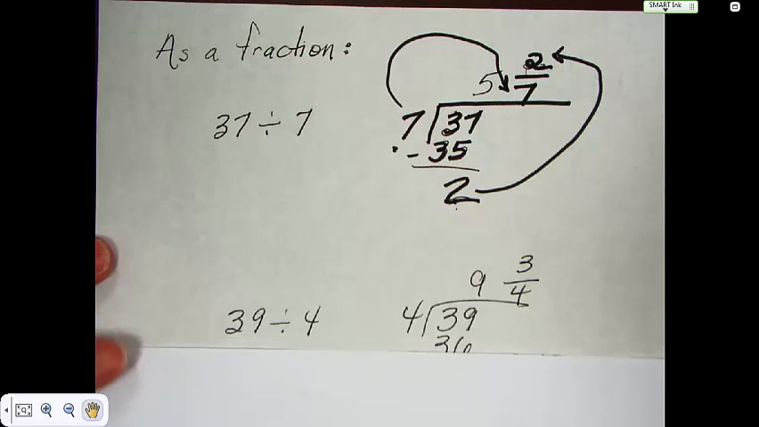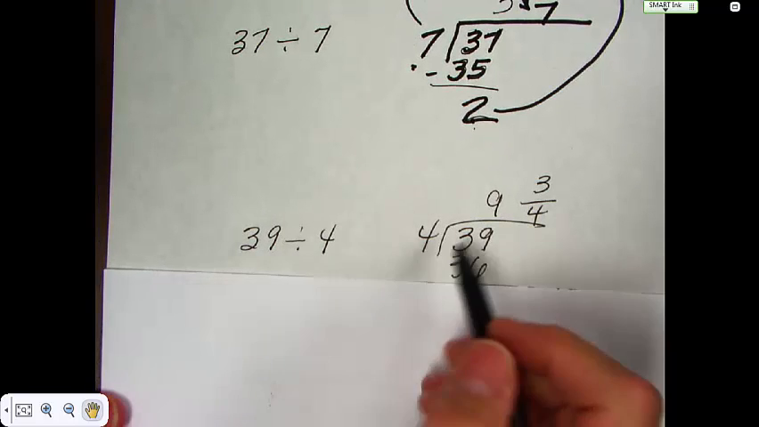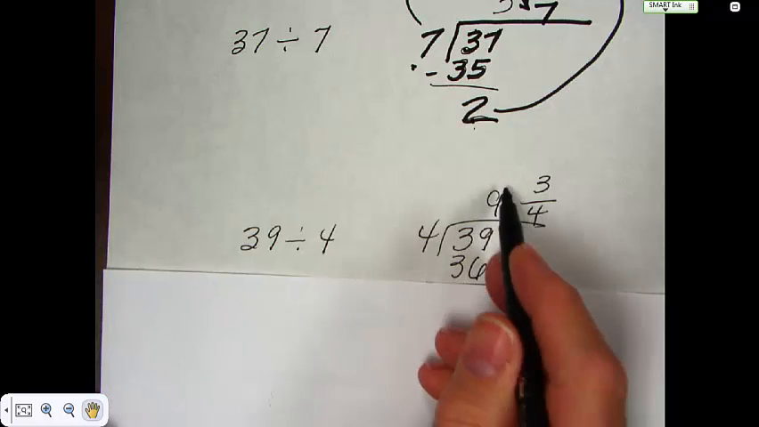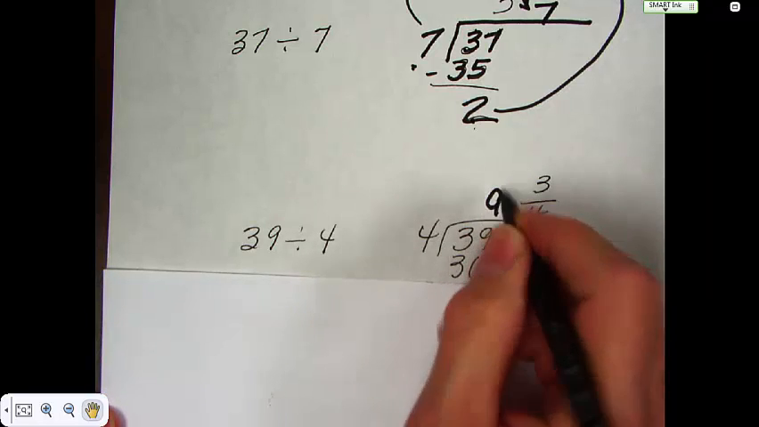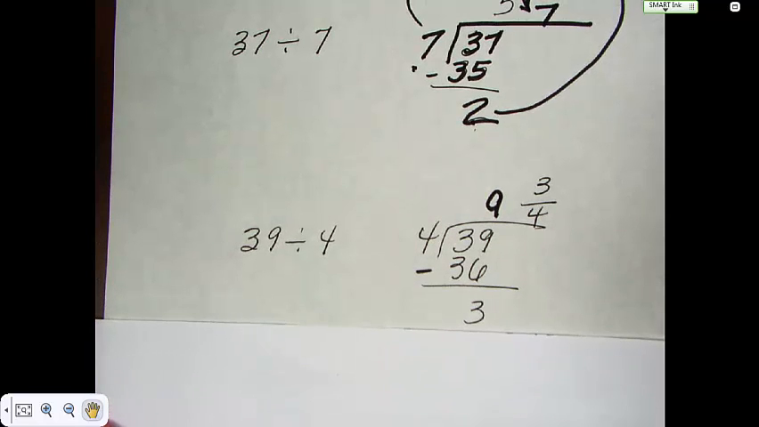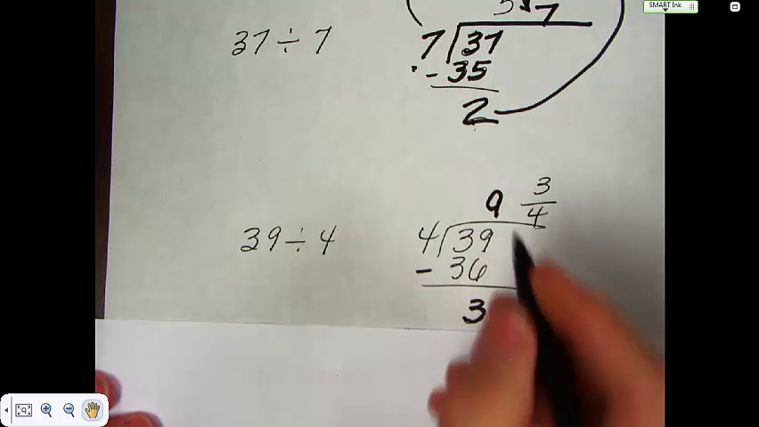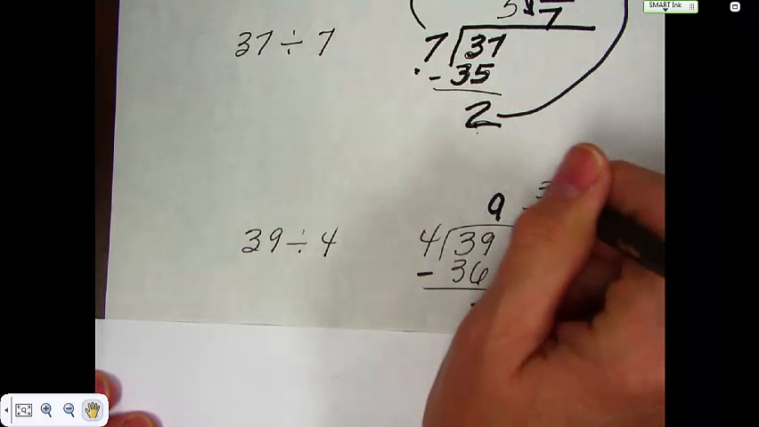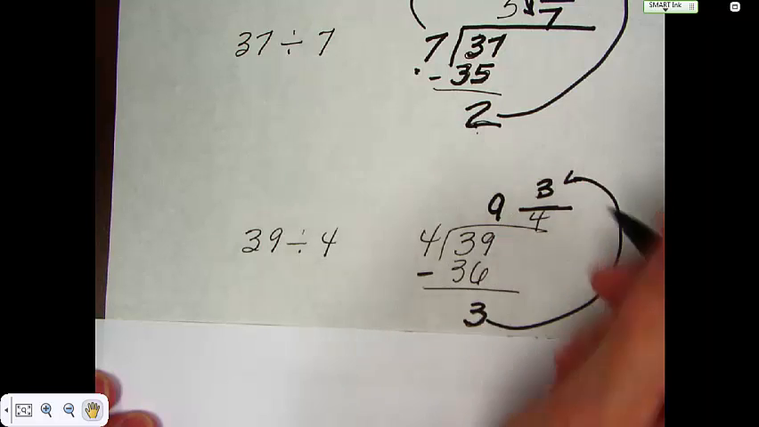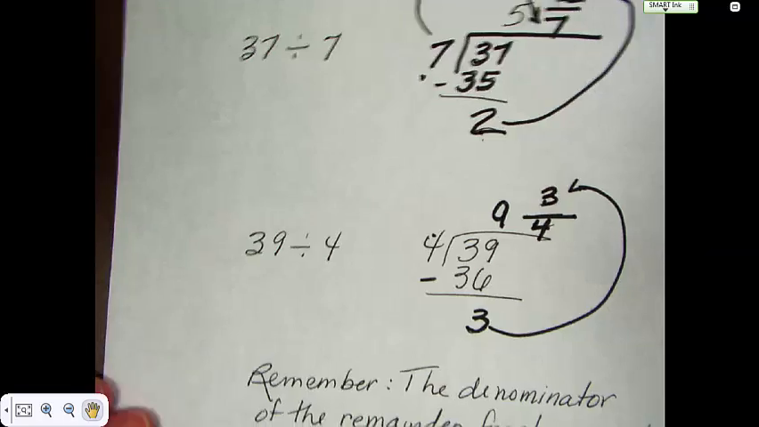Okay, here's another one. 39 divided by 4. Okay, we know that 4 goes into 39 at least 9 times, so we write our 9 up here. 9 times 4 is 36. We're going to subtract. We get 3. Okay, we're not writing as a remainder, we're writing it as a fraction. So the 3 goes on the top, and this 4 goes on the bottom. And now we have an answer.